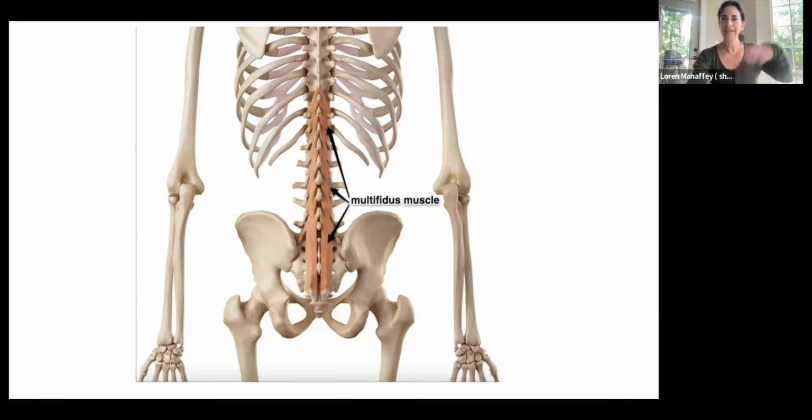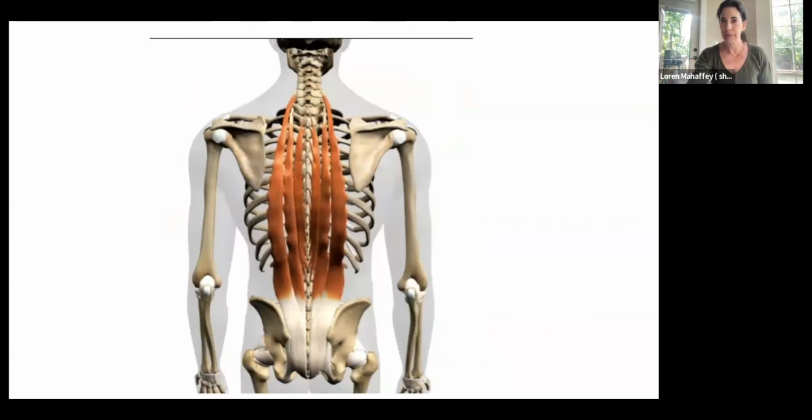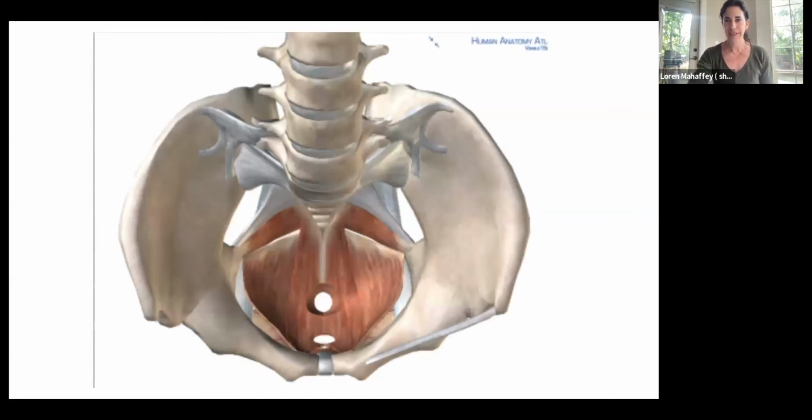And then layered on top, more superficial to the multifidus muscles, are the erector muscles. There are 3 on each side, and they also create spinal support and are part of extension. So if you go into a back bend, these muscles really engage. So that's the back of the canister. And the base of the canister, again, is the pelvic floor and pelvic diaphragm.